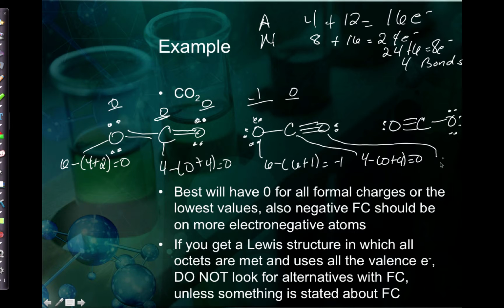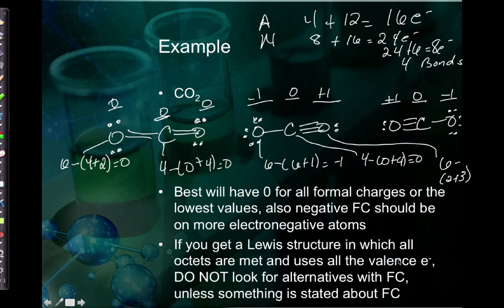All right, so oxygen has 6 valence electrons minus the 2 lone pairs, 1, 2, plus the 3 bonds. That would give me 6 minus 5, which would be plus 1. All right, so if I look at this molecule, it's pretty much the same thing. I've got a plus 1 on the one with the triple bond, a 0 in the middle, and then a negative 1 right here.